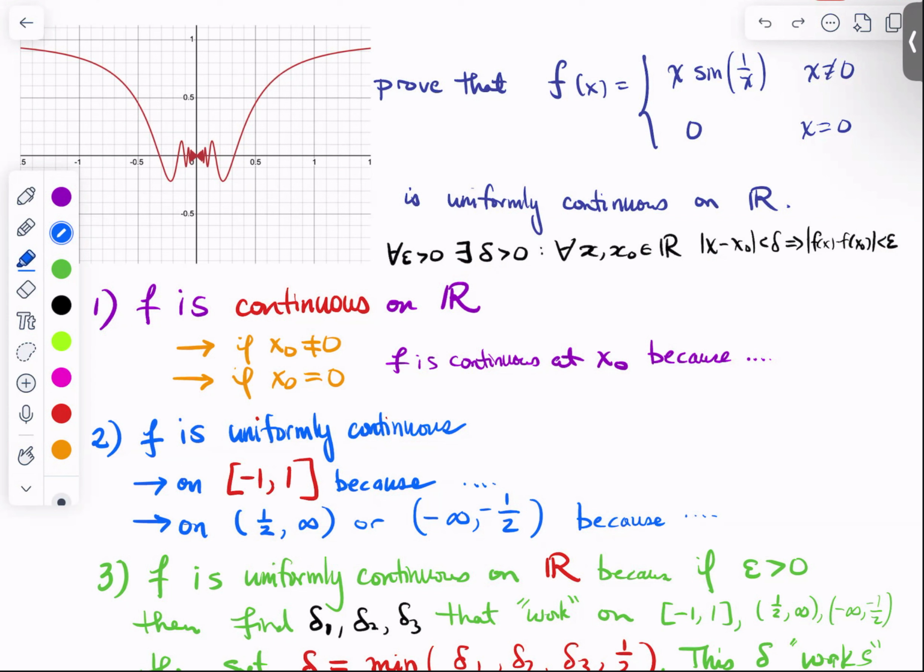And the way that we're going to start is we're going to say, well, first of all, it's going to be helpful to know that our function is just regular continuous. Now, regular continuous on R is a little bit of a different statement. It actually will take these same quantifiers, but it will put them in a different order.